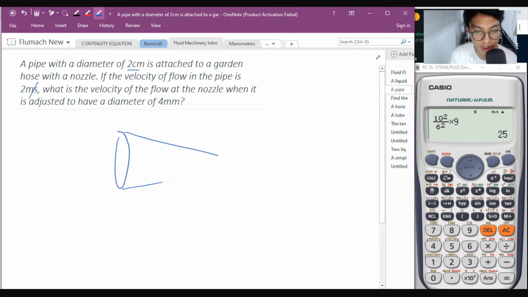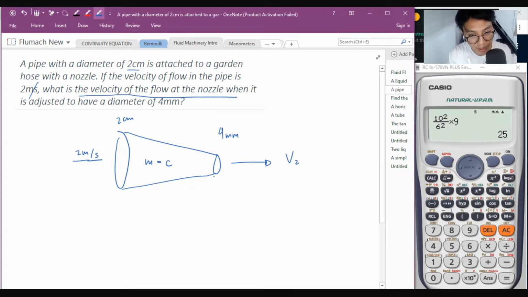Nagno-nozzle siya. Nozzle siya ng 4 mm daw dito. 2 cm, tapos ito 4 mm. Now, yung velocity of the flow is 2 meter per second. Lalabas siya dito as V2. Hindi natin alam. Okay? Hindi natin alam yung V2. So, yung mass na yan is constant pa rin. We are ought to find yung velocity of the flow at the nozzle. Nandito. Ito yung nozzle.